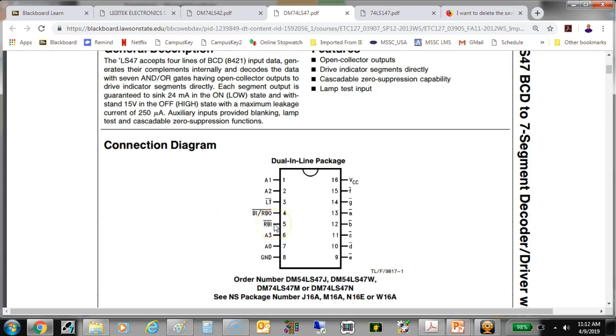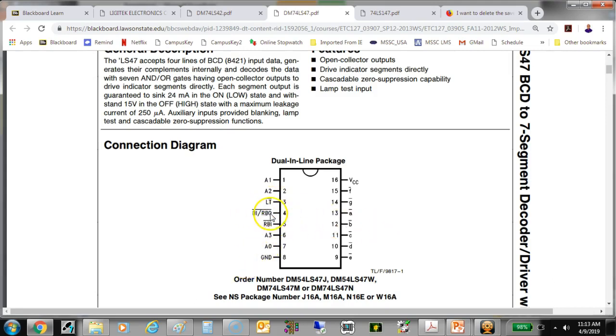So when this right here went low, this output right here would go high. When this goes high, this right here would go low, which would enable the next display down the line. As far as I know, this will only work on 2 displays. The other way, we would have to use this one, and we would tie this guy here high, by the way, if we're not using it. If we're not using lamp test, we would tie it high to a pull-up resistor.